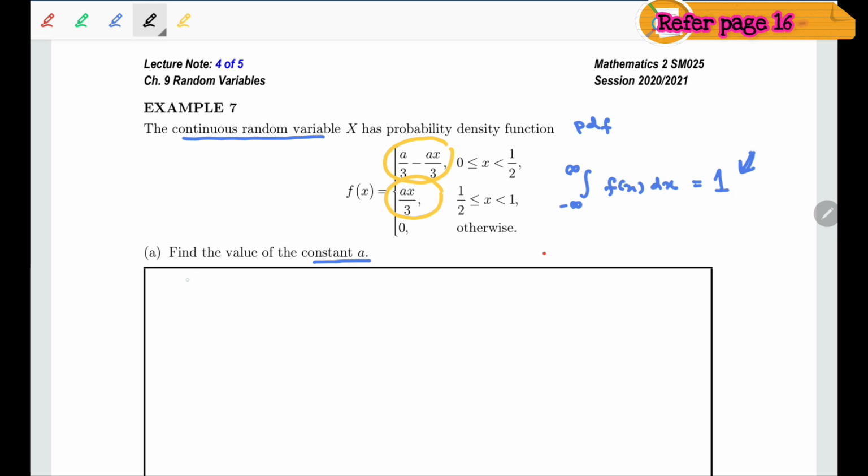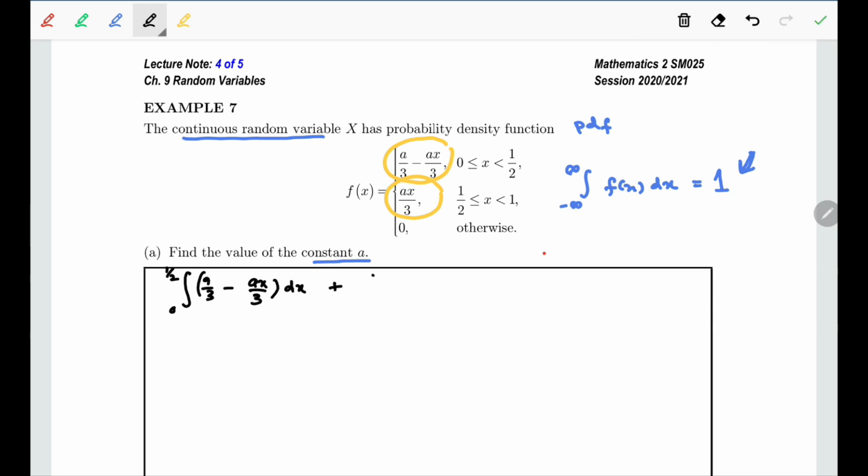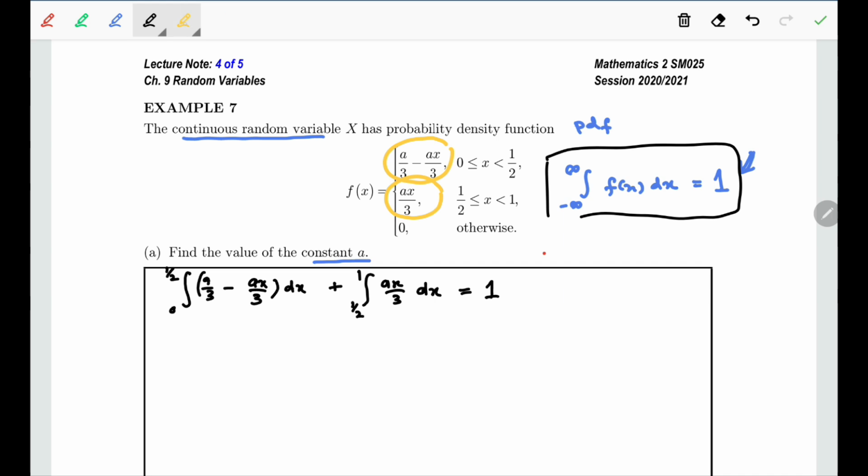So we're going to start with the integration of the first function, where the limit is from 0 until 1 over 2, with the function a over 3 minus ax over 3 dx, plus the second function. The second function varies from 1 over 2 until 1 with the function ax over 3 dx, and we should equate it to 1, by taking these definitions. Okay, so we are going to solve it. Since we have a over 3, it's better we take out, factorize the a over 3.